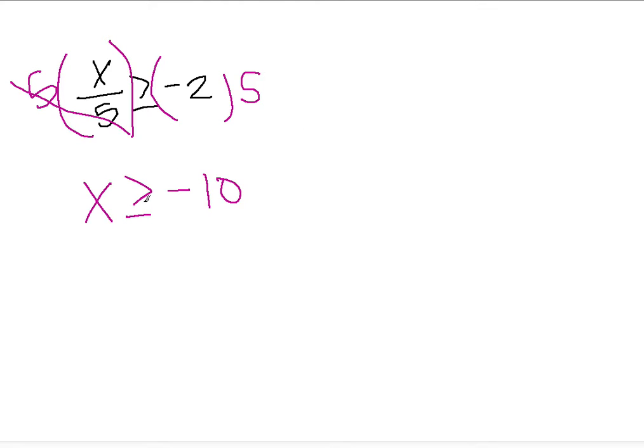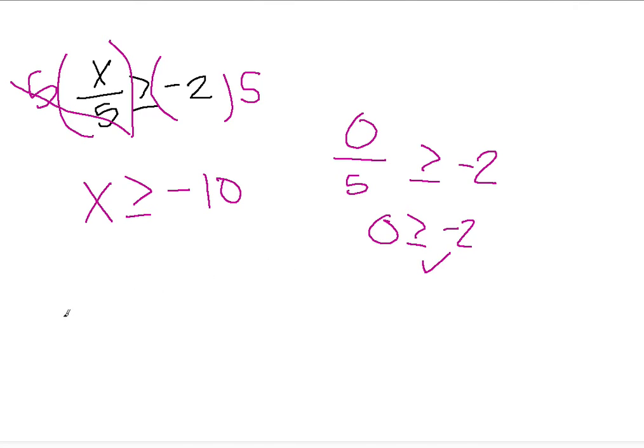It also might be things like 0, 1, 2, 3, 4, 5. So I'm going to choose maybe the number 0. So 0 divided by 5, is that greater than or equal to negative 2? I'm just plugging that in here. So 0 divided by 5 is 0. 0 is greater than or equal to negative 2. Absolutely. Works out.